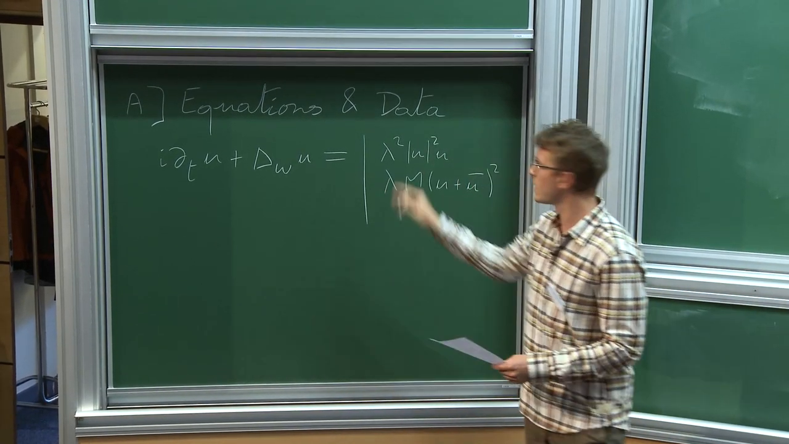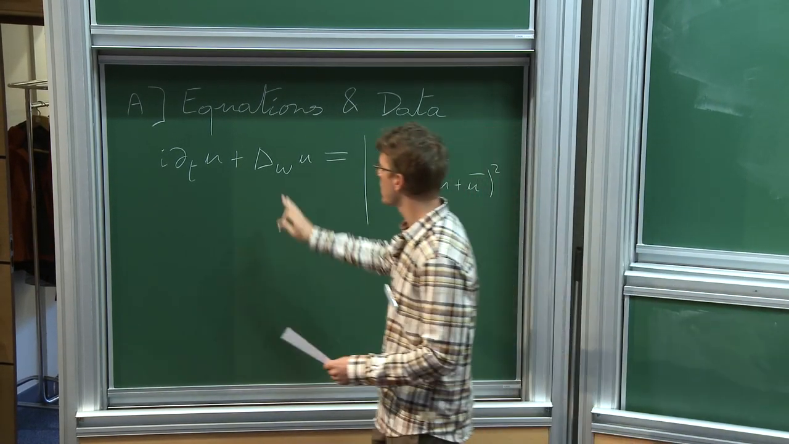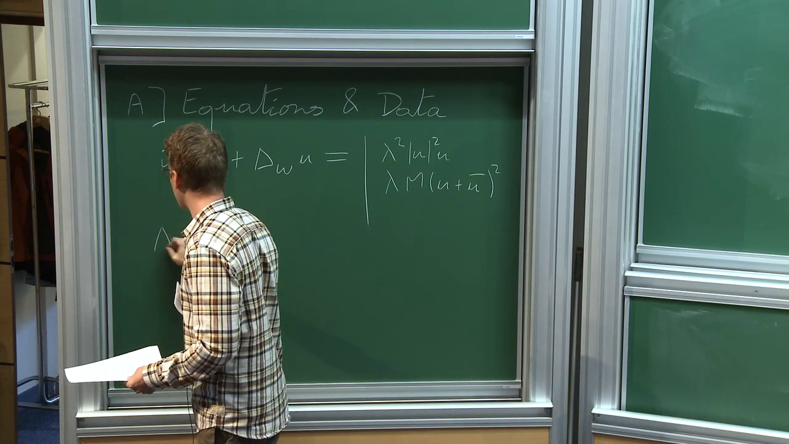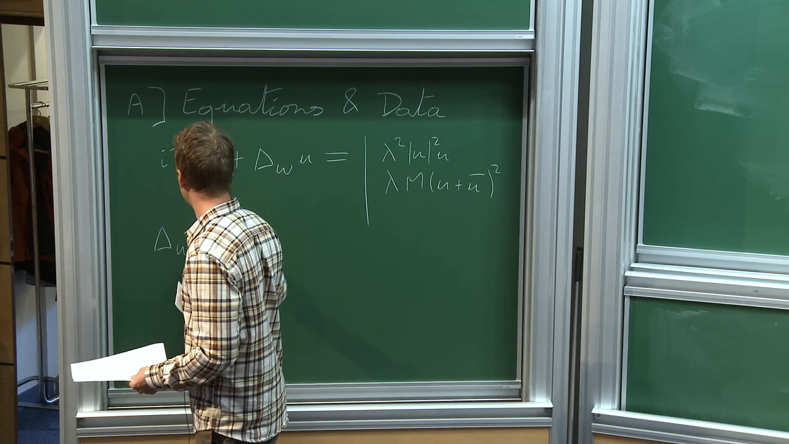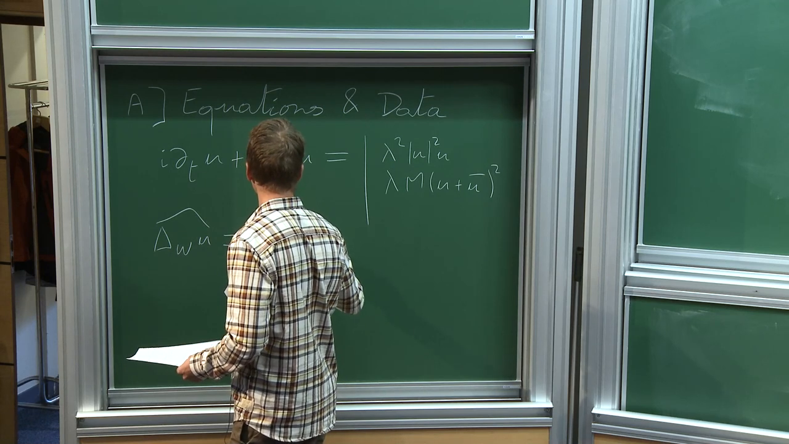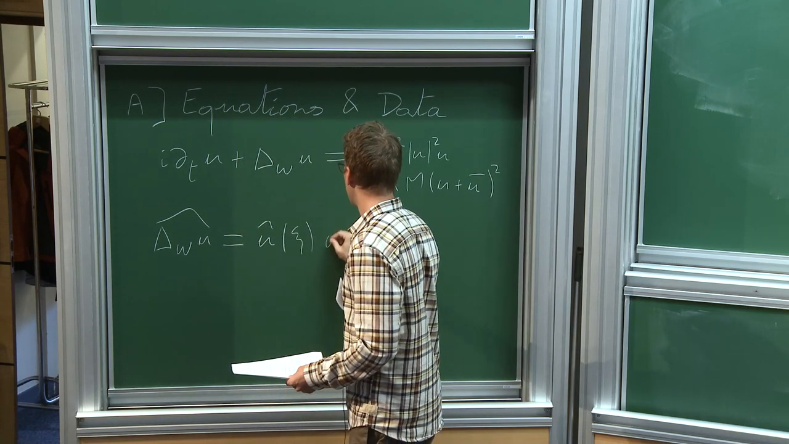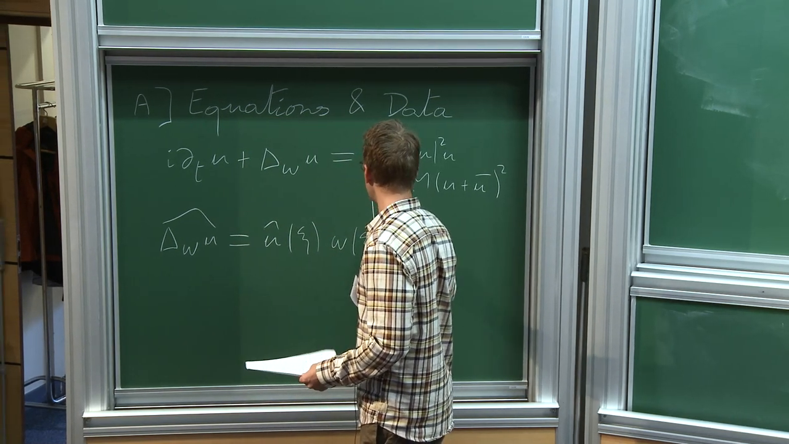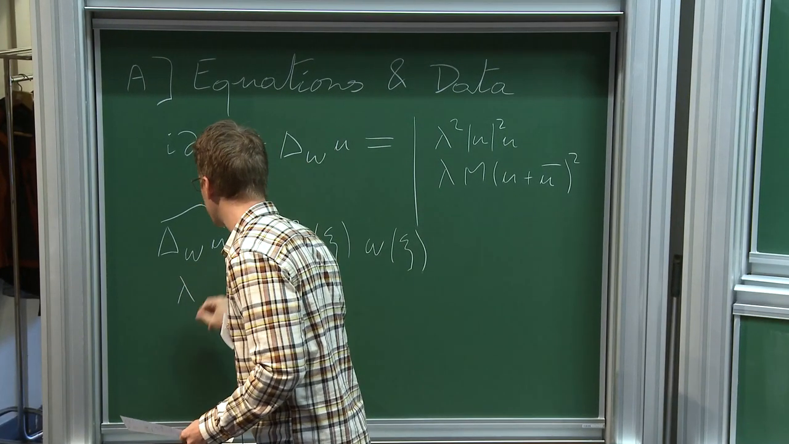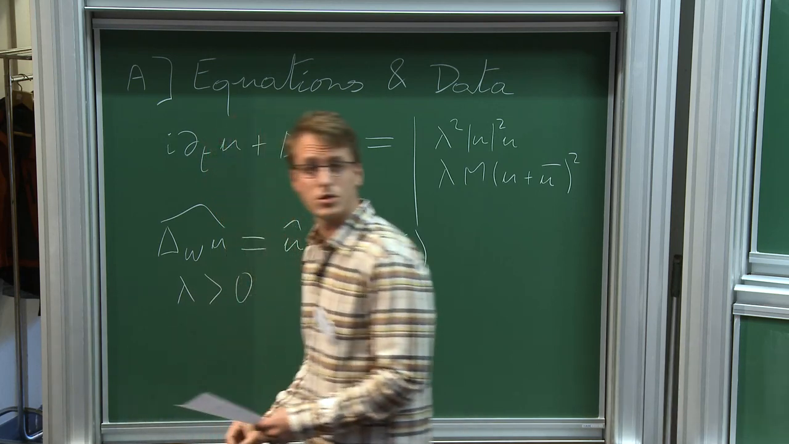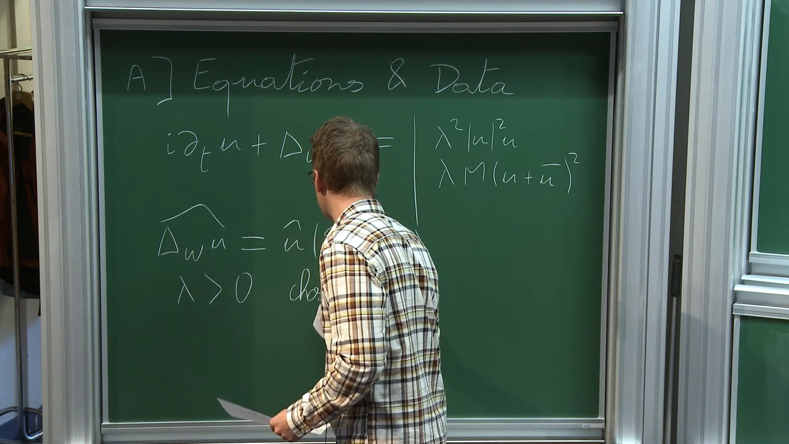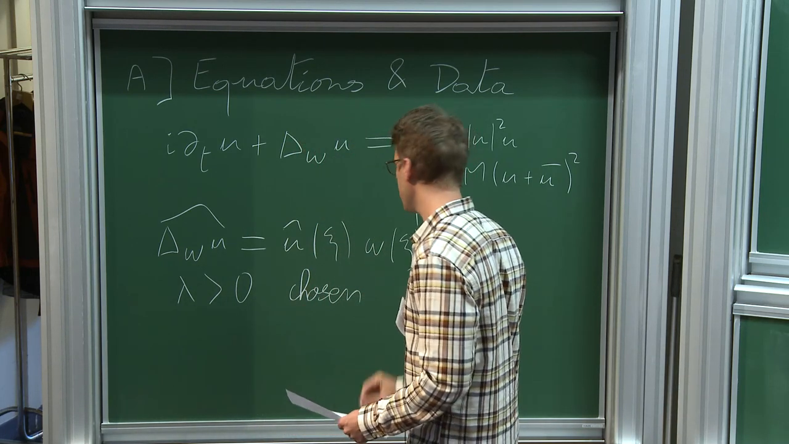So here, there are several notations I need to explain. First of all, I'm not always going to look at the usual Laplace dispersion relation. So here, in Fourier, it's u hat of xi that is multiplied by omega of xi. And I have a parameter lambda that is tuned to ensure what is called the weakly nonlinear regime.